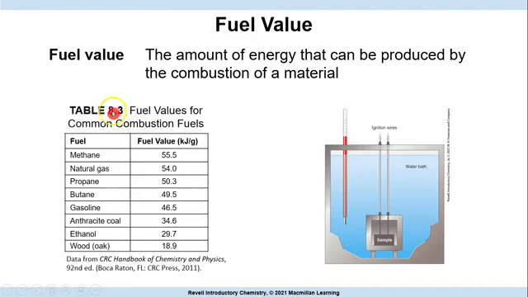So looking at the table here, these are the fuel values for common combustion fuels. So we see methane here with a fuel value of 55.5 kilojoules per gram, natural gas with a fuel value of 54.0, propane with 50.3. So we are using a gram. If you use 1 gram of methane, it produces 55.5 kilojoules. If you use 1 gram of natural gas, it produces 54.0 kilojoules. So amongst all of these, methane will produce the highest amount of heat or energy here.